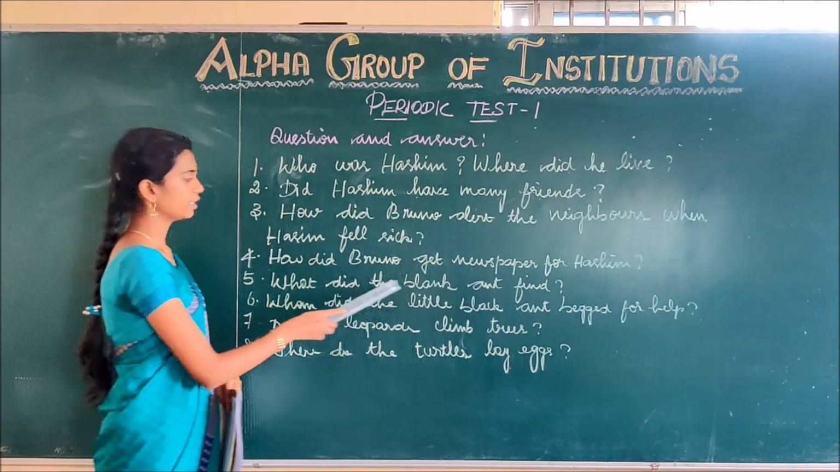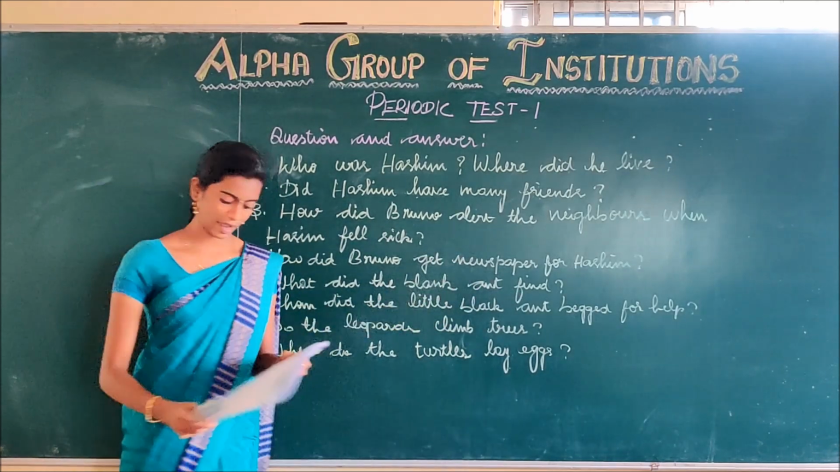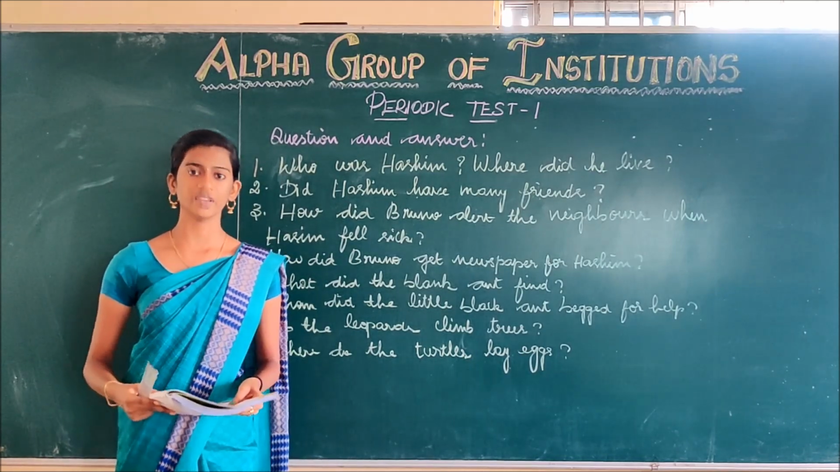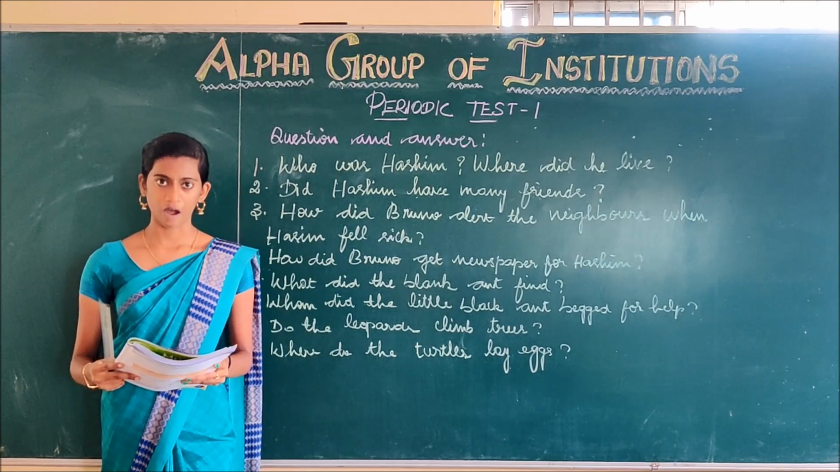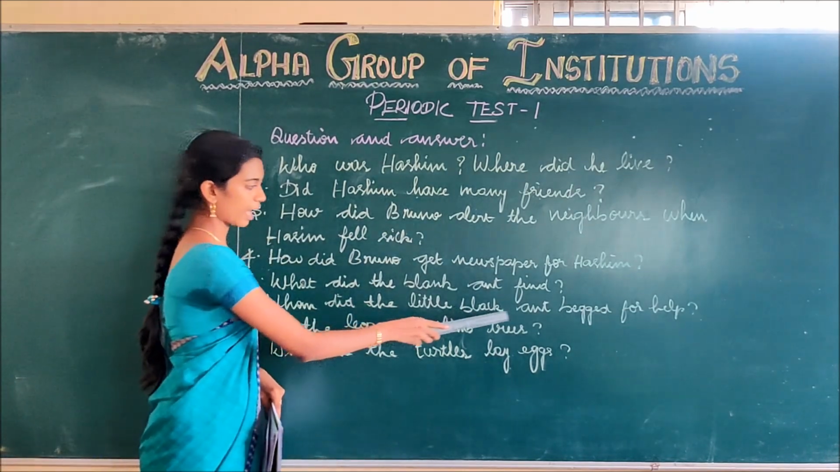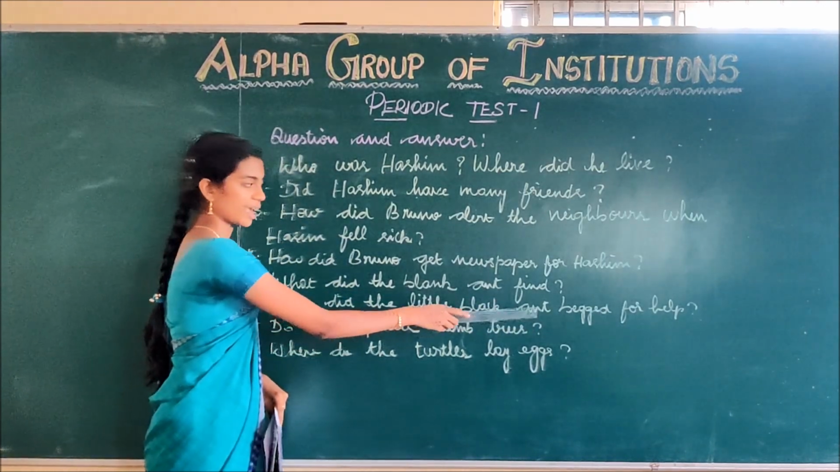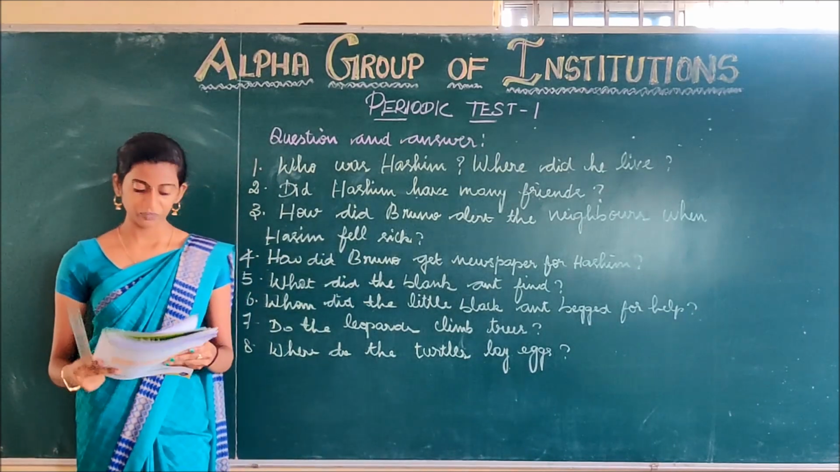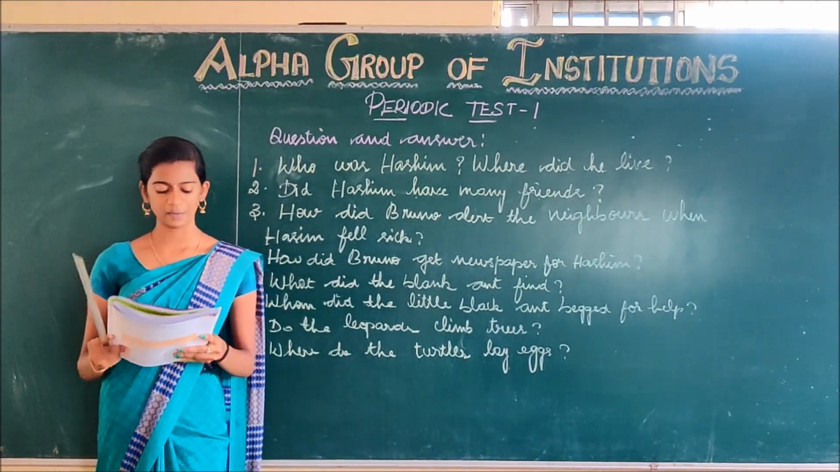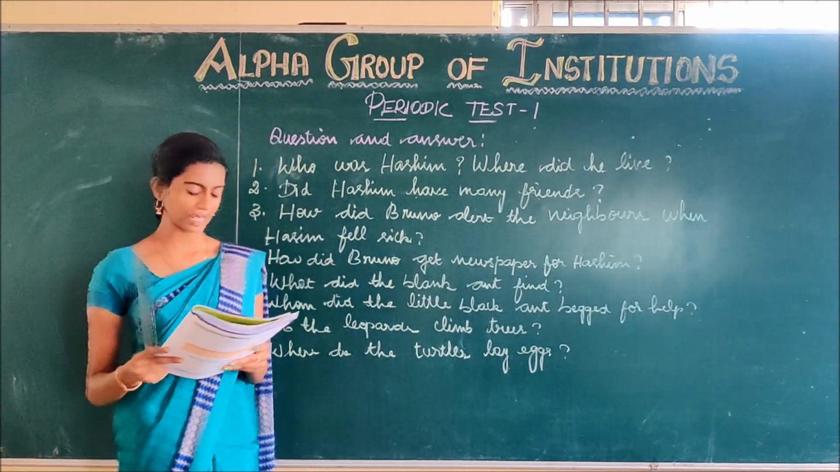Next, what did the black ant find? The black ant found a large grain of wheat. Whom did the little black ant beg for help? The little black ant begged his neighbor for help.